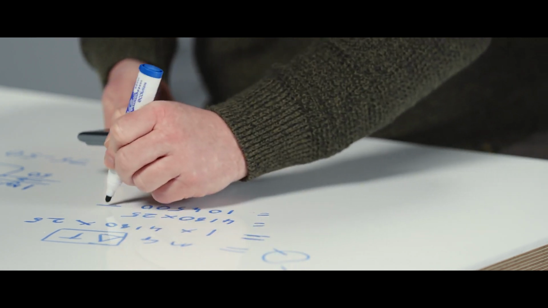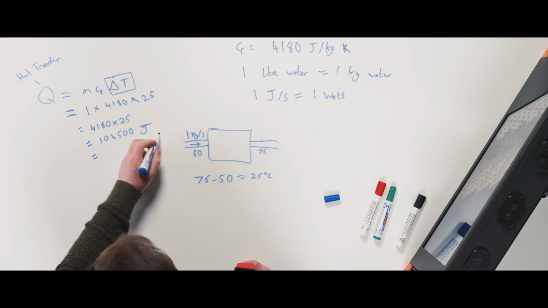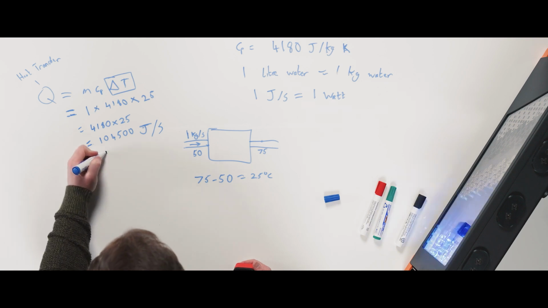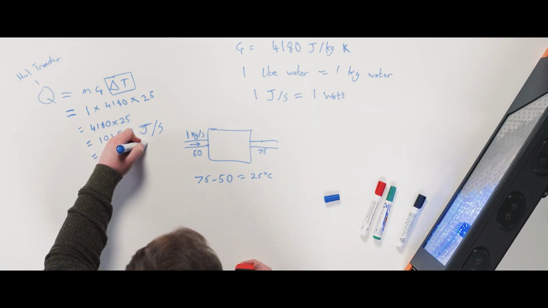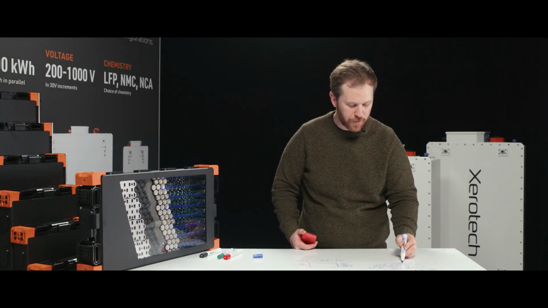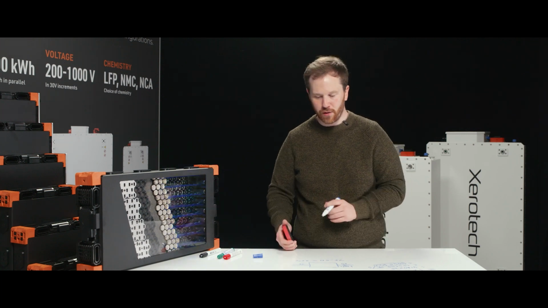104,500 joules. And if we were to divide this by 1,000, so that's joules per second, that's basically watts, that will be 104.5 kilowatts of heat generation. And this is an important thing to first start with when you think about heat transfer and learning about cooling systems.